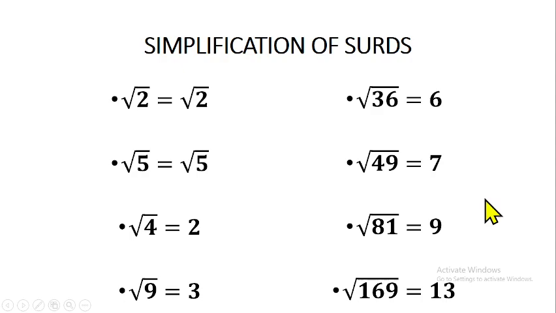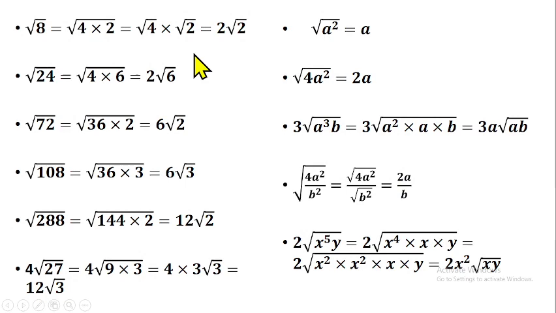So let's continue on simplification of square roots. Now, there are some square roots that are not perfect squares, and they can still be simplified further. I want you to follow the trend the way I explain it now. There are some other square roots that are not perfect squares, but they are yet to be simplified to the simplest form. That is, we can simplify them further. How do we simplify such square roots? An example is square root of 8. 8 is not a perfect square. Or is it a perfect square? No. But we can still simplify square root of 8 further.